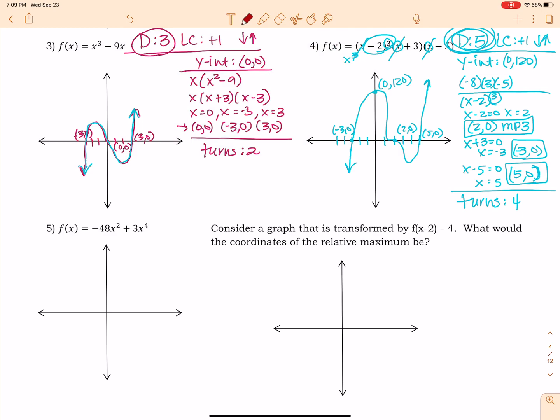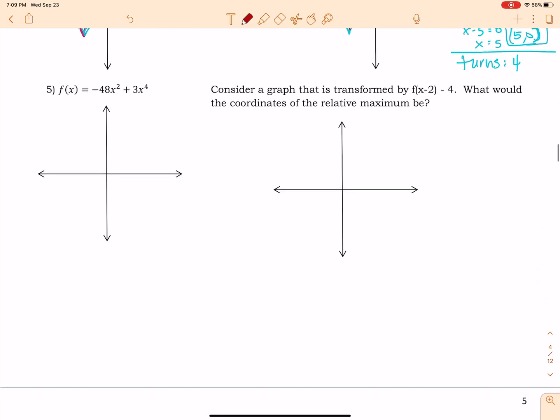All right, so let's do that again. Let me show you. We go up through here, turn, turn, turn, turn. So there's 4 turns, just like that. Easy peasy lemon squeezy. All right, last one here that's like those.